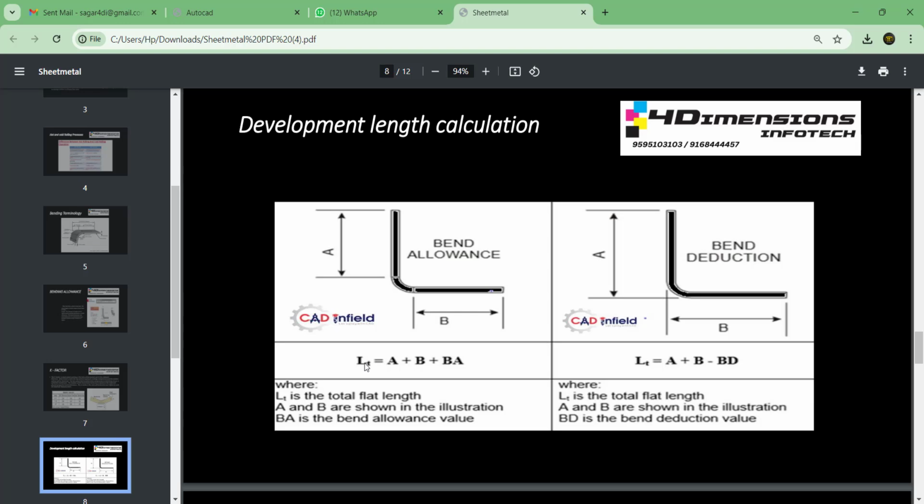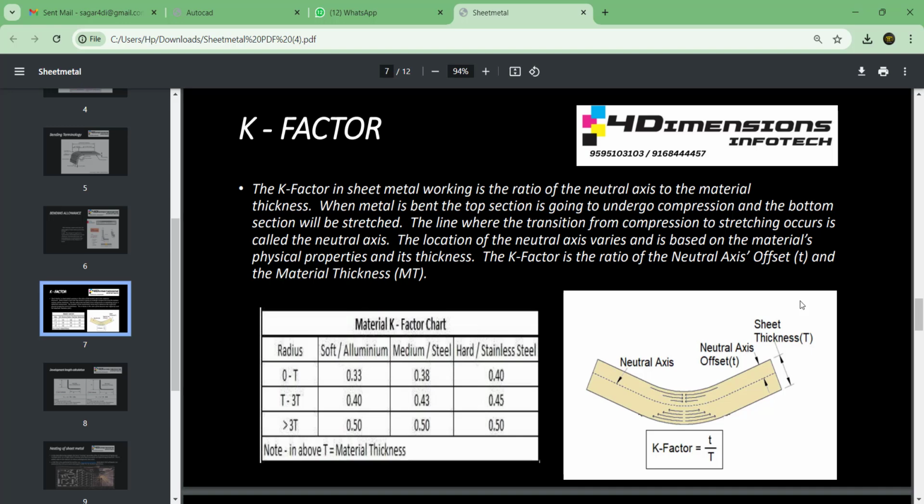The development length formula is given here. LT stands for flattened length equals A, that is straight flange length, plus B, that is straight flange length of the other side, plus bending allowance. So this part was having two straight flange lengths as well as one bending allowance. So we just have to add all these things, A plus B plus this bending allowance, and you will get the development length. So this was the theory we required to understand before starting the sheet metal work.